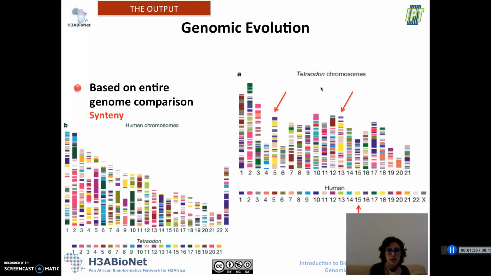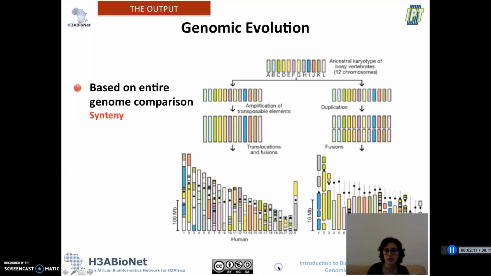second species. So if we take a very basic example here of the chromosome 15 of the human genome that has been color-coded in yellow, then you can easily see that large blocks of this chromosome 15 are maintained in chromosome 5 and chromosome 13 of that fish. So this is a way to use these syntenic blocks or linkage groups in order to infer the evolutionary relationship between two genomes or two organisms.